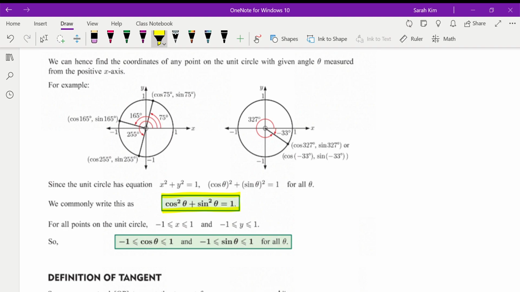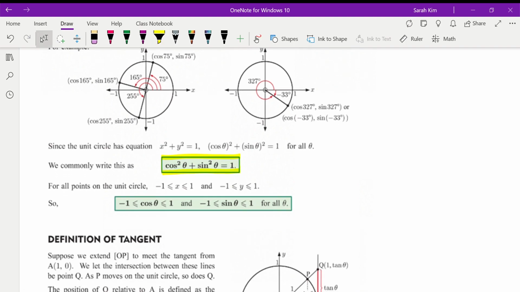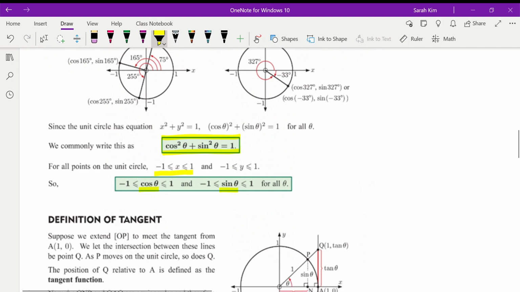Another thing we can notice is that we have a bit of a range. The x coordinate has to be between minus 1 and 1 because it's a unit circle. Our radius of the circle is not going to be greater than 1. So it's going to be from -1 to 1 for your x coordinate as well as your y coordinate.